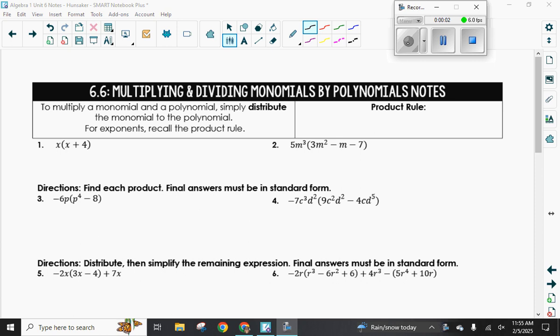Monomial by a polynomial. So remember, monomial is one term. Polynomial is generally multiple terms. We are going to distribute in order to do that. So something that you're going to need to remember is the product rule. X to the A times X to the B is equal to, what do I do with those exponents? Add, subtract, multiply, or divide? Add. So X to the A plus B.